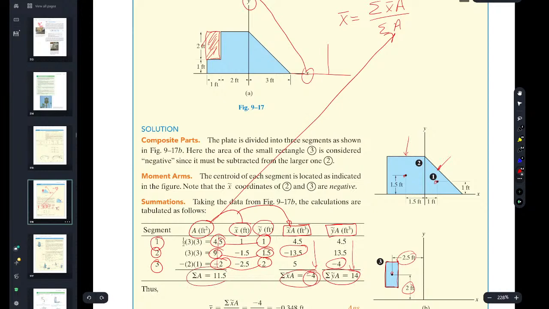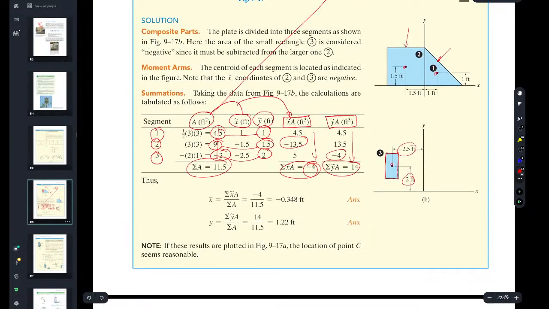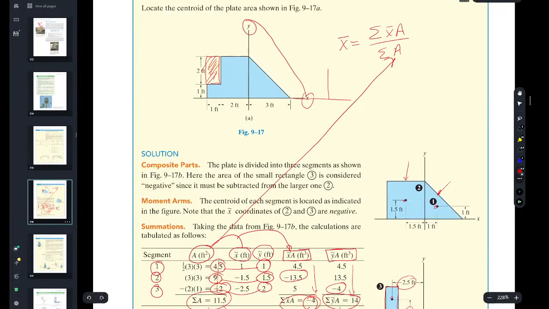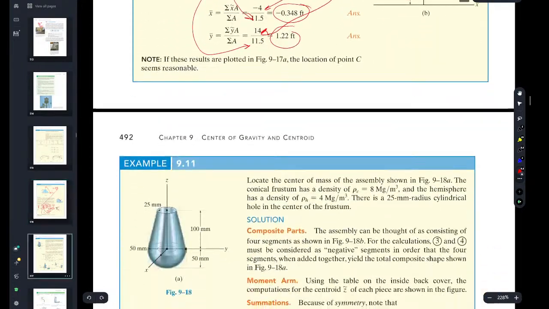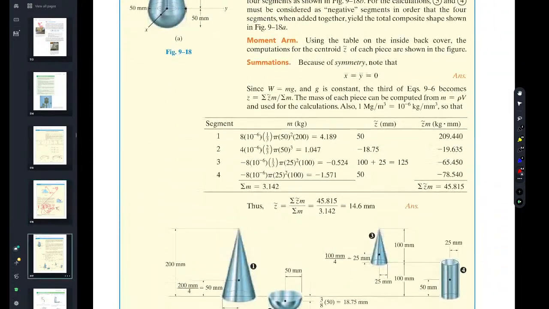You sum this column down, and then guess what you do? You just divide them. So what does he do? He divides this by this 11.5. And then he divides this by the 11.5 again. He gets the actual centroidal location of this weird little block here. And it's just simply an Excel spreadsheet. If you could just do that in your mind, you'll find it works out very nicely.